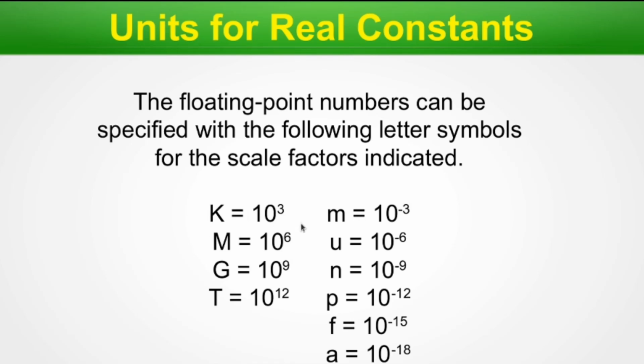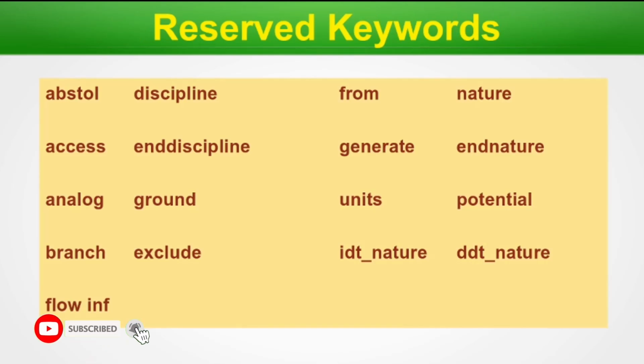We are much familiar with these things. Kilo or k is 10 to the power 3, whereas 10 to the power minus 3 is milli. Mega is 10 to the power 6, whereas micro is 10 to the power minus 6. Giga is 10 to the power 9. Nano is 10 to the power minus 9. This way all these units are defined in Verilog-A. So we cannot use them for our own custom variable declaration, but they have to be used in the way they are defined. So here are a few reserved keywords.